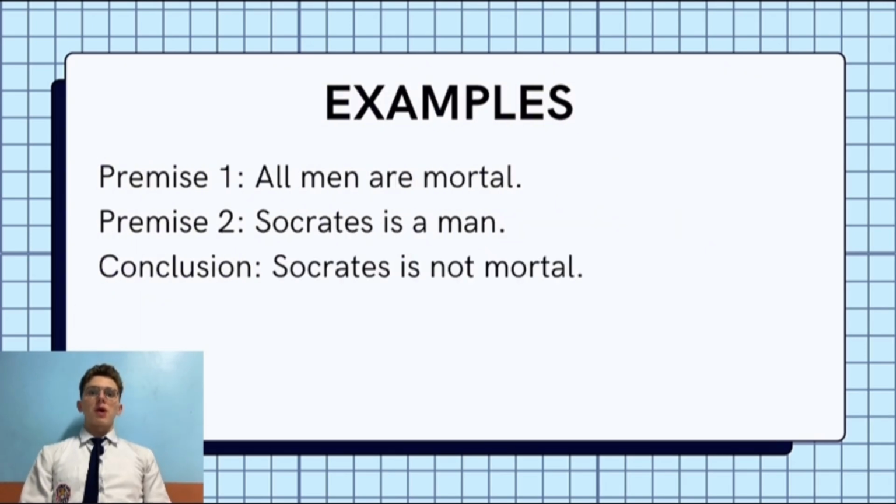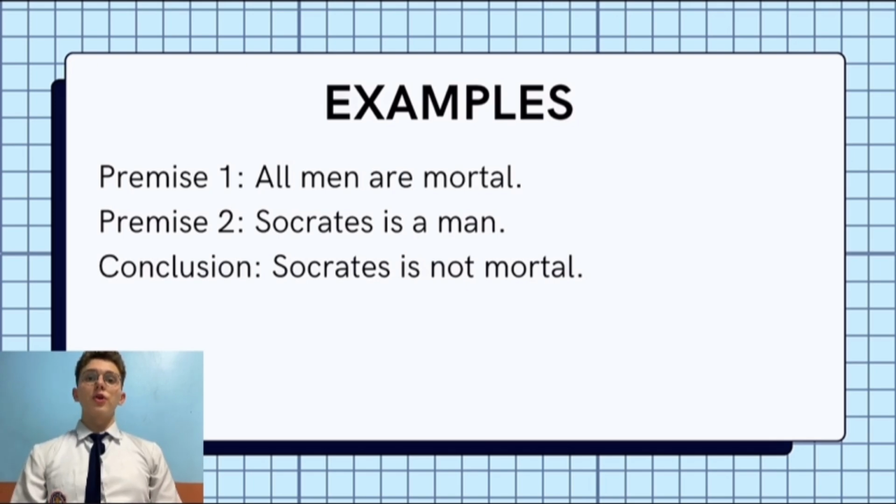Example 1. Premise 1. All men are mortal. Premise 2. Socrates is a man. Conclusion. Socrates is not mortal. So, the mood is, for the first premise, all S are P denoted as A. For the second premise, still all S are P denoted as A.